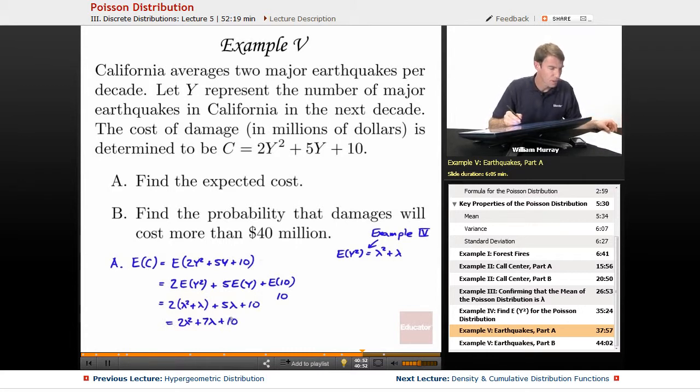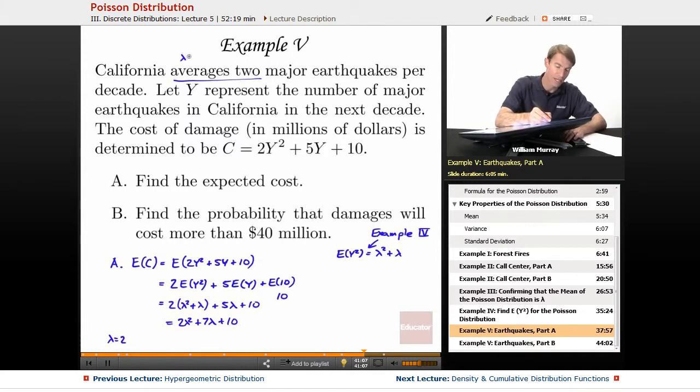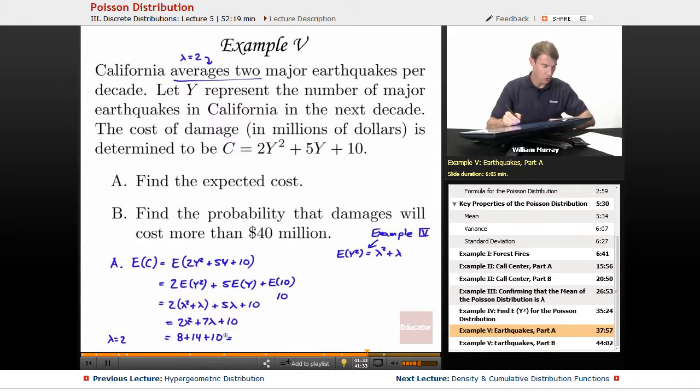So let me go ahead and work that out with lambda equal to 2. The reason I'm using lambda equal to 2 is because we've been told that California averages 2 major earthquakes per decade. So that's lambda equal to 2 here. And so this is 2 times lambda squared is 2 times 4, so that's 8. Plus 7 times 2 is 14, plus 10. 8 plus 14 is 22, that's 32.